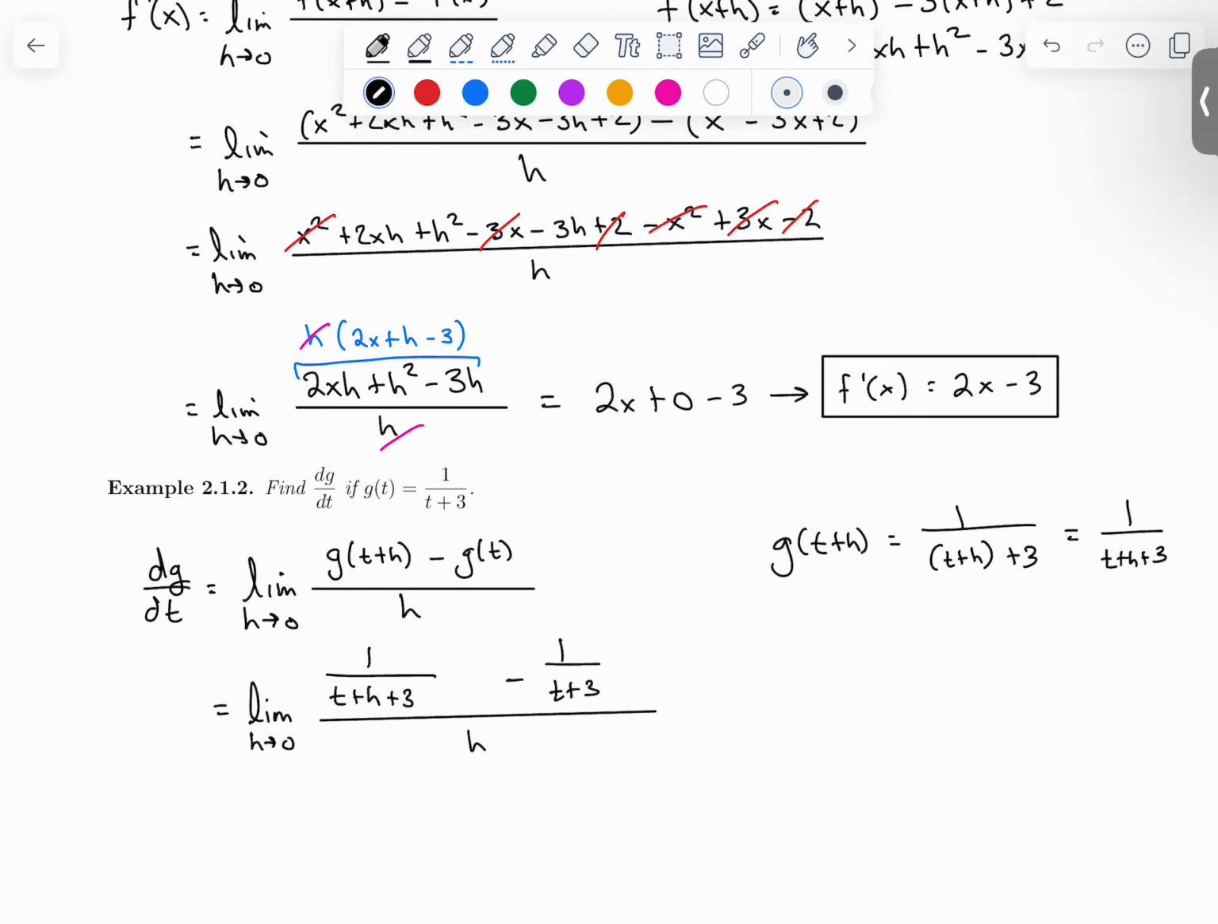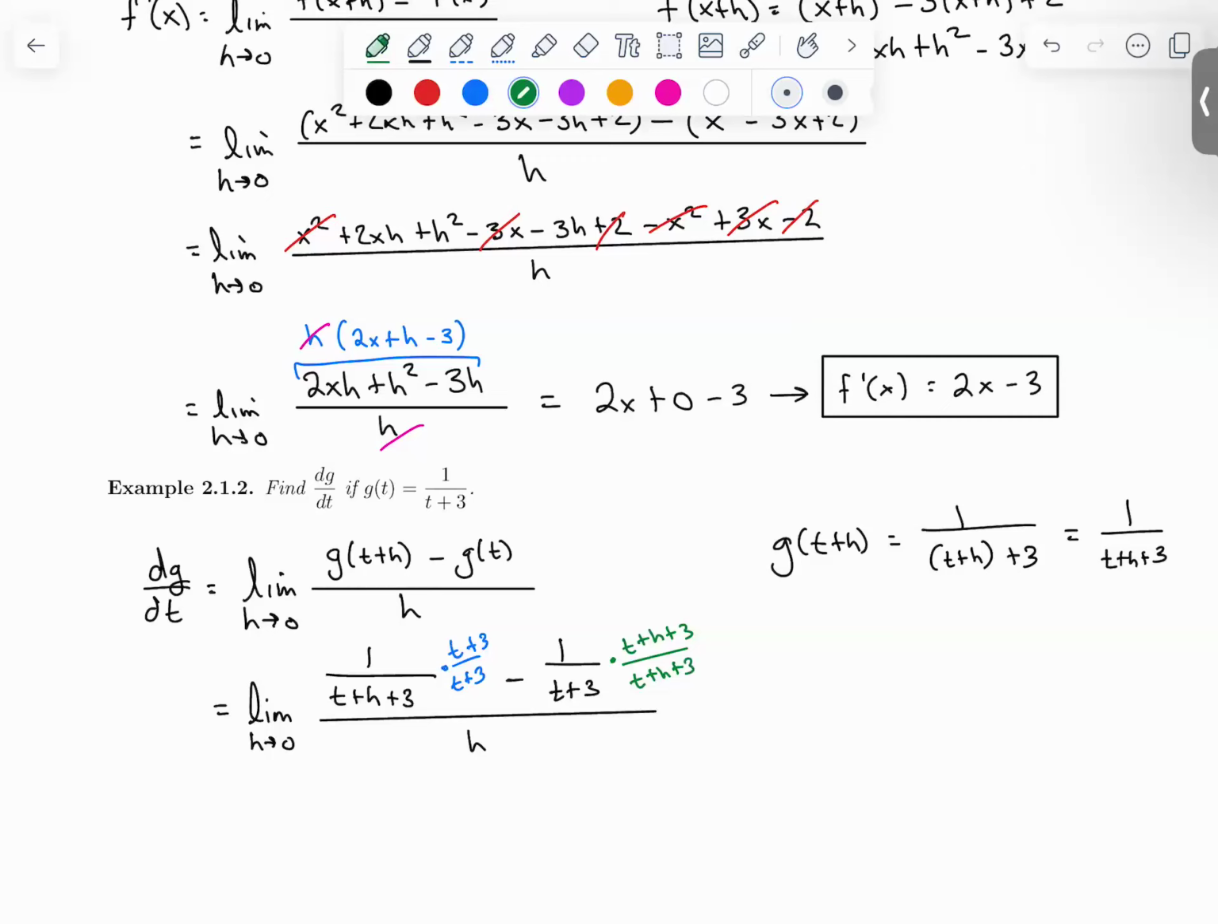Factoring isn't good, we don't have any factors to work with. We got fractions. Common denominators. There we go. If you're not certain, just try something. Worst thing that happens is you have to erase it. So I'm going to multiply by a common denominator. That's t plus 3 over t plus 3. And then I'll multiply this one by t plus h plus 3 over t plus h plus 3.